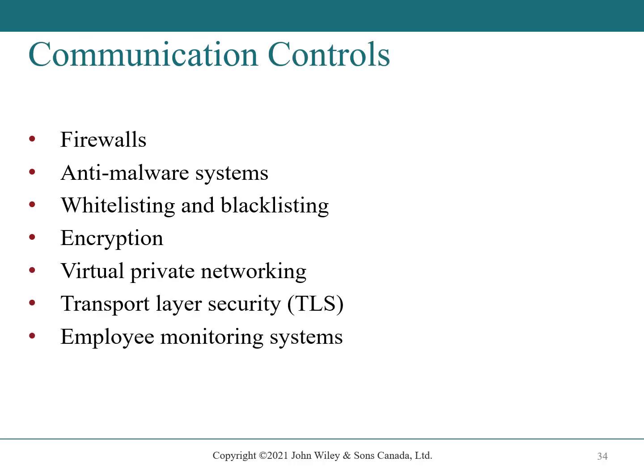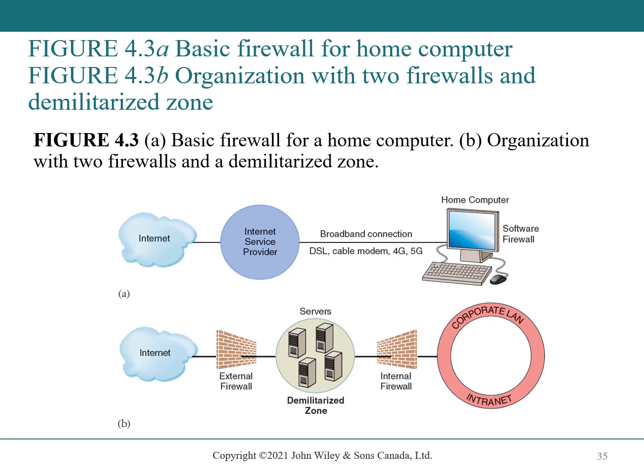Communication controls include firewalls, anti-malware systems, whitelisting and blacklisting, encryption, virtual private networking, or VPNs, transport layer security, TLS, employee monitoring systems. Whitelisting and blacklisting means taking IP addresses typically and allowing them, whitelisting, or disallowing them, blacklisting. Figure 4.3a, basic firewall for home computer, and figure 4.3b, organization with two firewalls and a demilitarized zone.